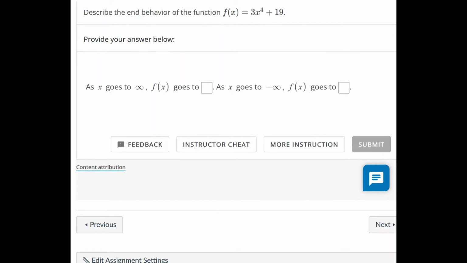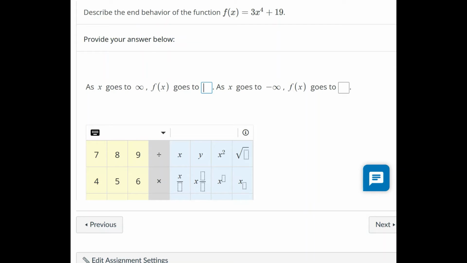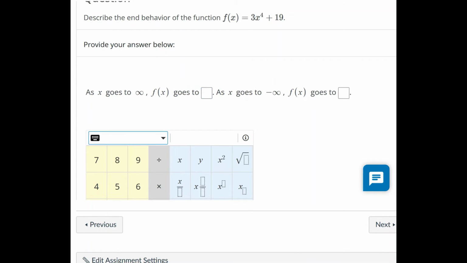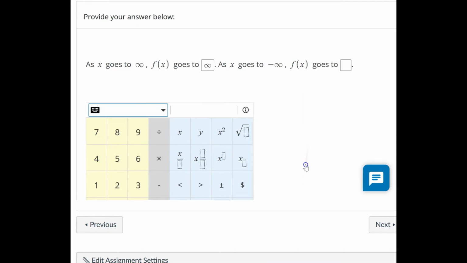Okay. We don't have options. We just type in our answer. So as x goes to positive infinity, f of x goes to, and I need to type in positive infinity. Okay. So how are we going to do that? Well, in my situation, I need to scroll down and I can just click on positive infinity.